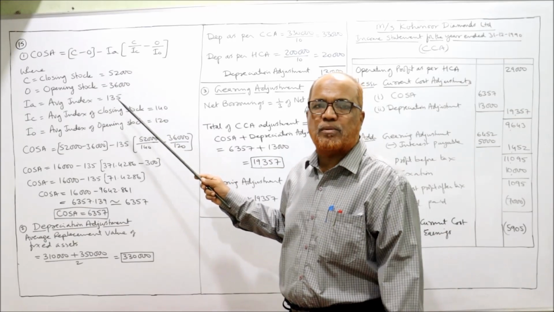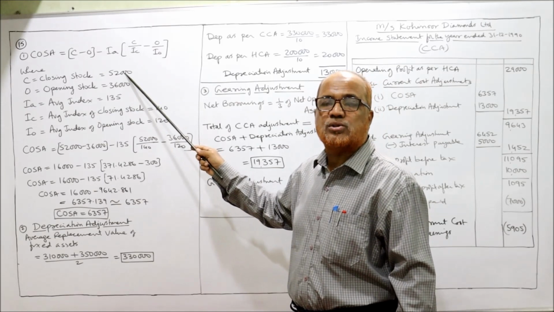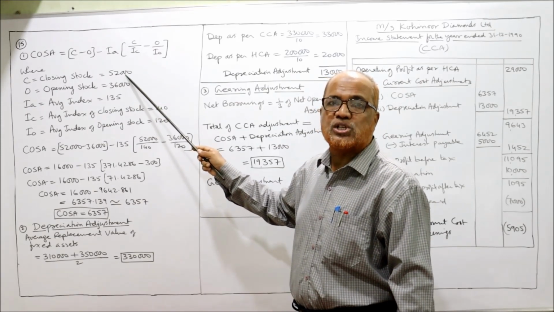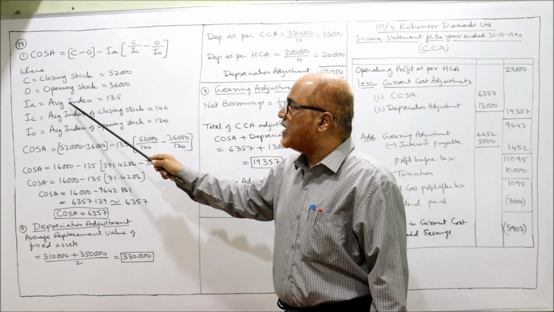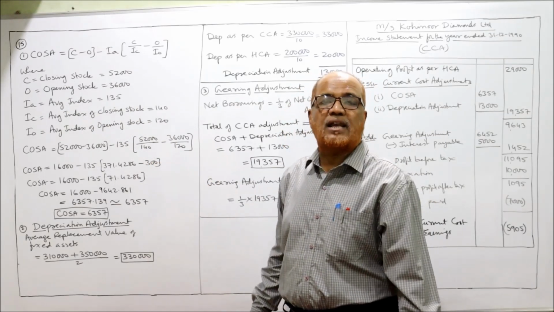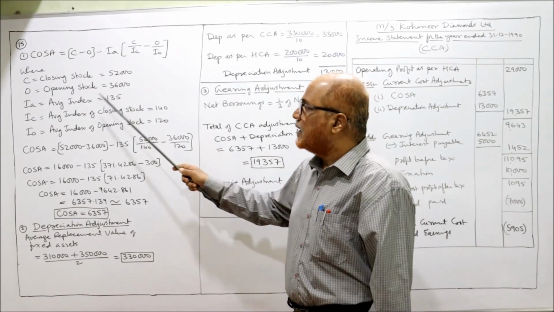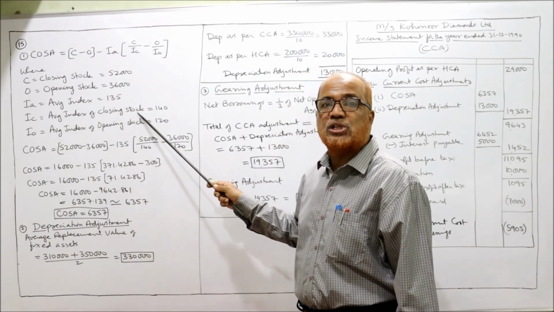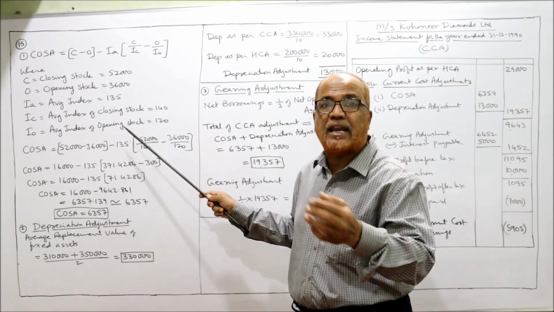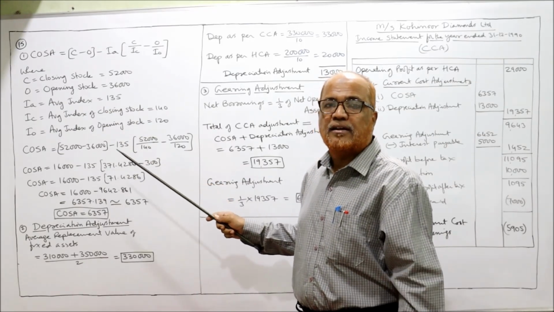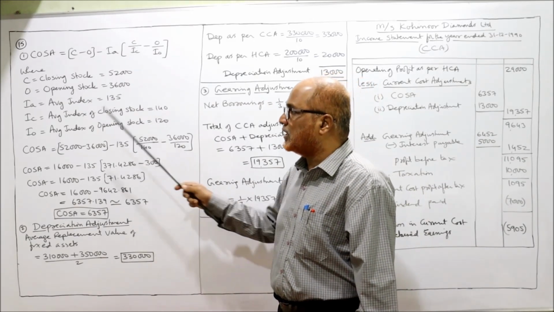Already in the last so many problems we have applied. C stands for closing stock. In the problem, closing stock is given 52,000. Historical cost. Historical closing stock. Opening stock 36,000 given in the problem. This is also historical. Average index 135, that is given in the last line. The average index for 1990 is 135 given. Then IC, average index of closing stock. Closing stock we take the average of October to December 1990, current year end October December 1990, index number 140.